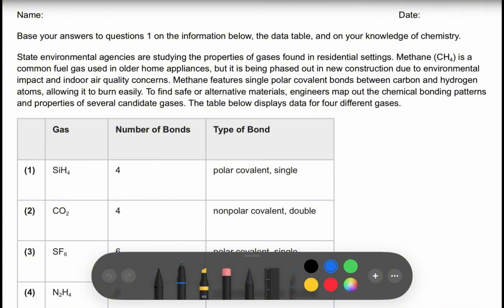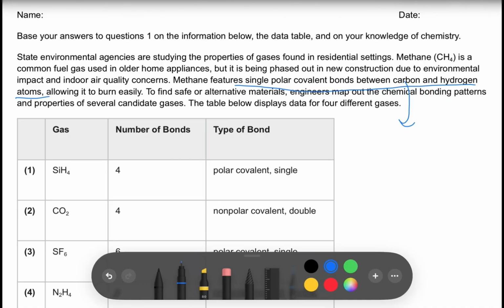Question 1 says state environmental agencies are studying the properties of gases found in residential settings. Methane is a common fuel gas used in older home appliances, but it is being phased out in new construction due to environmental impact and indoor air quality concerns. Methane features single polar covalent bonds between carbon and hydrogen atoms, allowing it to burn easily. To find safer alternative materials, engineers map out the chemical bonding patterns and properties of several candidate gases. The table below displays data for 4 different gases.